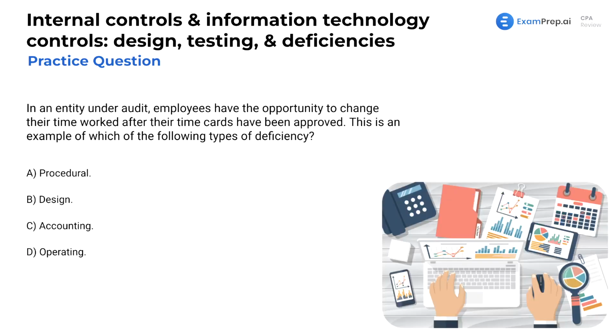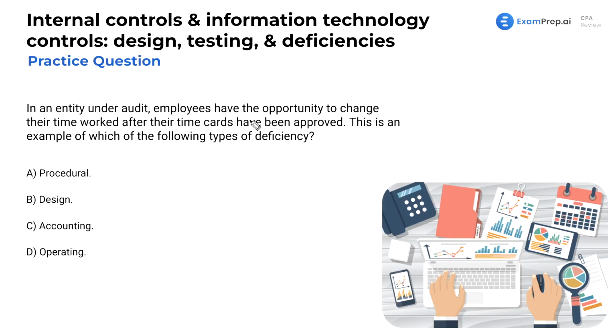Now, in an entity under audit, employees have the opportunity to change their time worked after their time cards have been approved. This is an example of which of the following types of deficiency? So first off, this is definitely a concern because employees have the opportunity to change their time worked. The time card gets approved. You say you worked 10 hours, and it gets stamped by someone with authority to do so. And then you can go in and say, oh, no, I actually worked 15 hours, and it doesn't say anything here about the fact that it has to get reapproved.